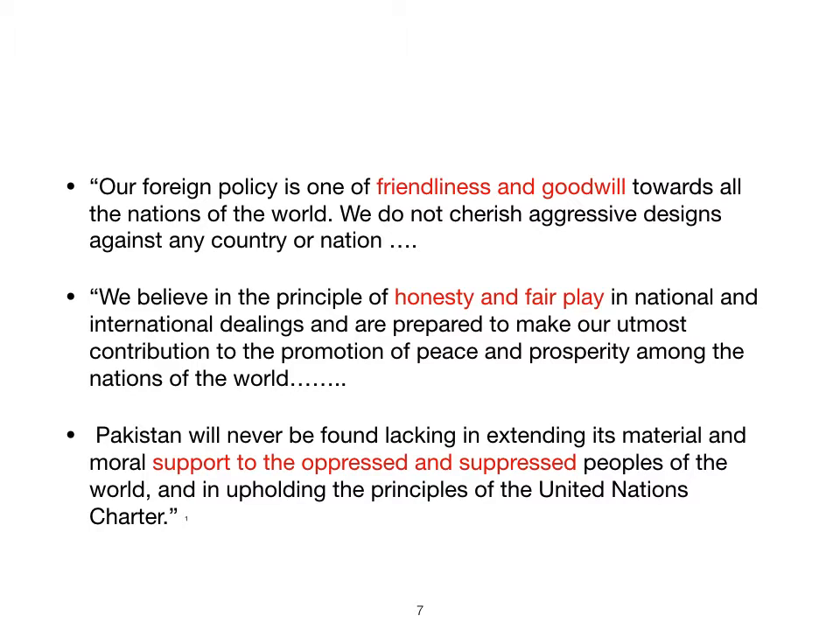So these are the key points: friendliness and goodwill, honesty and fair play, and then support to the oppressed and suppressed. Pakistan has taken a strong stance on the Kashmir issue, the Palestine issue, and in Chechnya. So wherever Pakistan sees oppression, it's part of Pakistan's policy to support the oppressed, to condemn the oppression and speak about it.